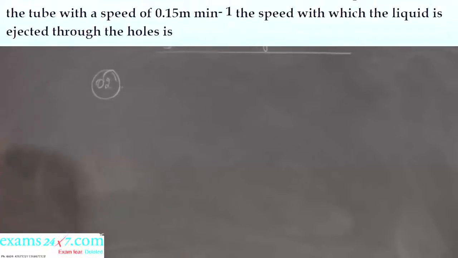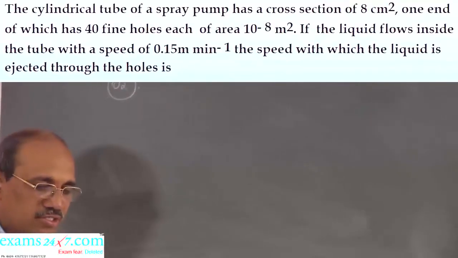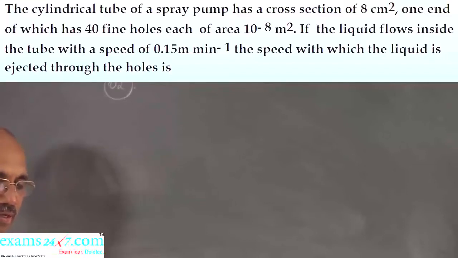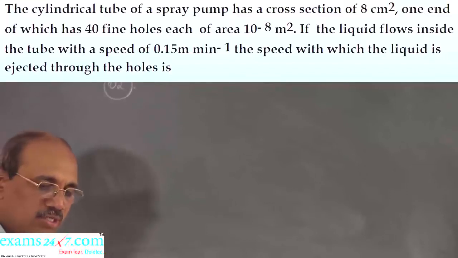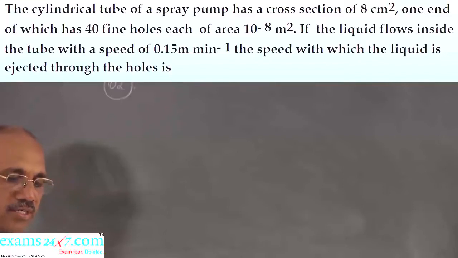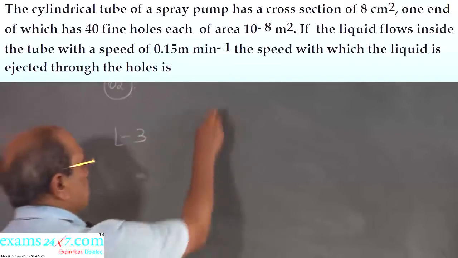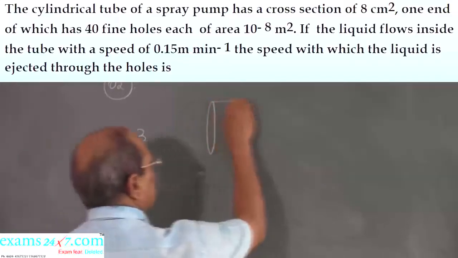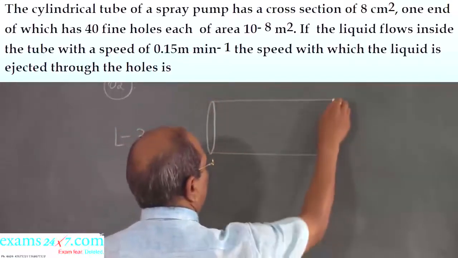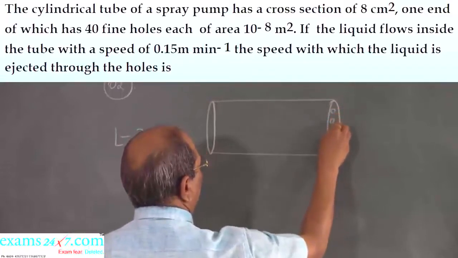The cylindrical tube of a spray pump has a cross section of 8 cm square, one end of which has 45 holes, each of area 10 power minus 8 meter square. If the liquid flows inside the tube with a speed of 0.15 meter per minute, the speed with which the liquid is ejected through the hole is. Again, it is a typical question, either level 3 or 4. Why? Because the pipe one side has a single opening, the other side has 40 holes of small areas.